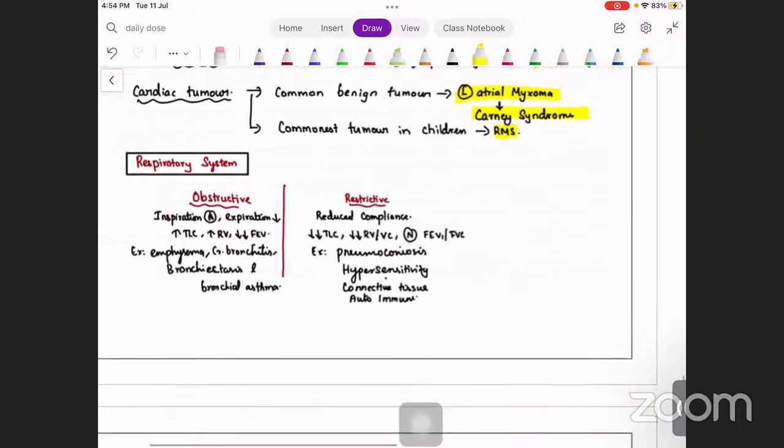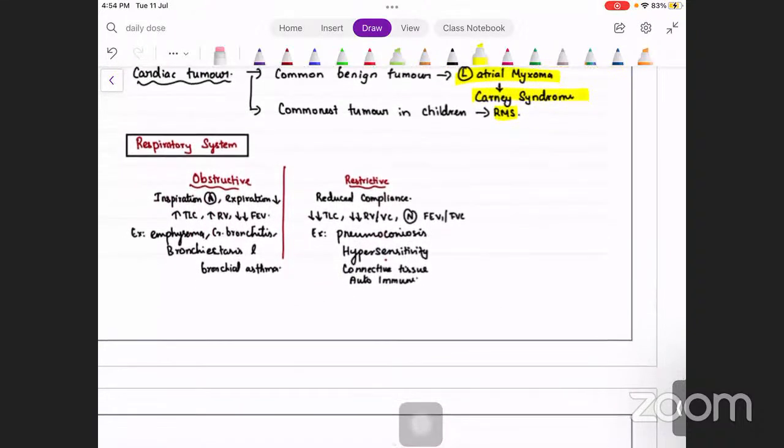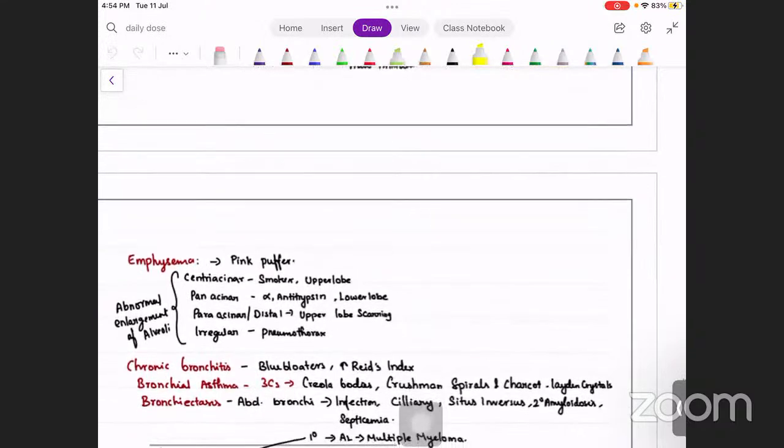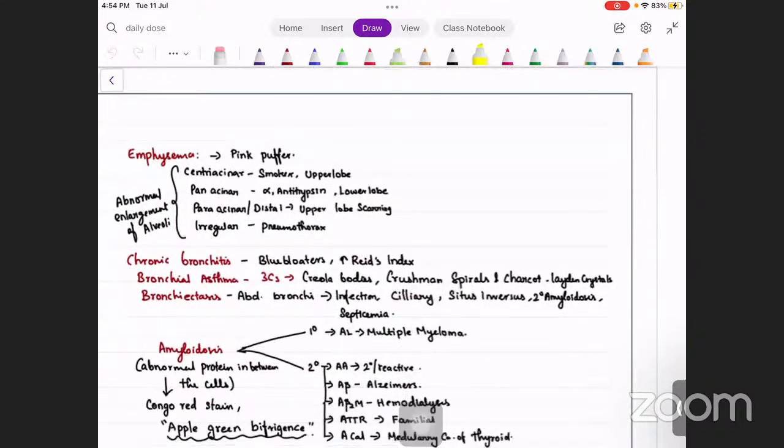Then you have the respiratory system, where you see the obstructive and the restrictive types of diseases. We talked about the obstructive and the restrictive pattern back in the physiology itself, so we don't want to talk much about that. But here we talk about certain things about the respiratory diseases. First one is emphysema, pink puffer, abnormal enlargement of alveoli, divided into centriacinar, panacinar, paraseptal, irregular. Irregular is associated with pneumothorax. Paraseptal is associated with upper lobe scarring. Panacinar is associated with alpha-1 antitrypsin, while centriacinar is associated with the smoker.